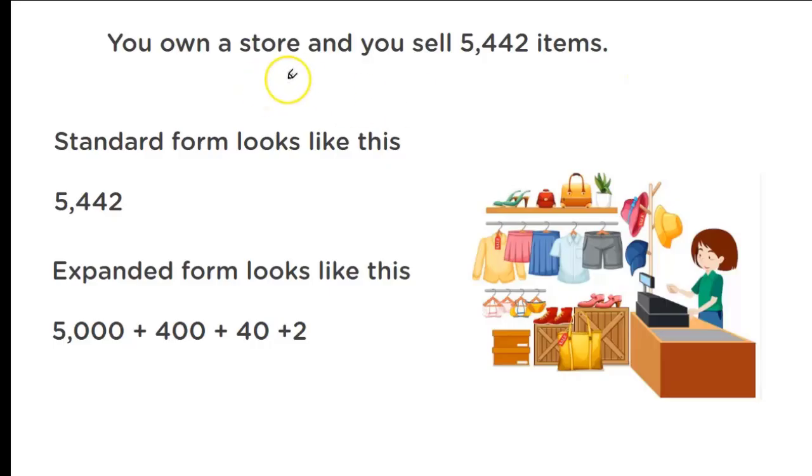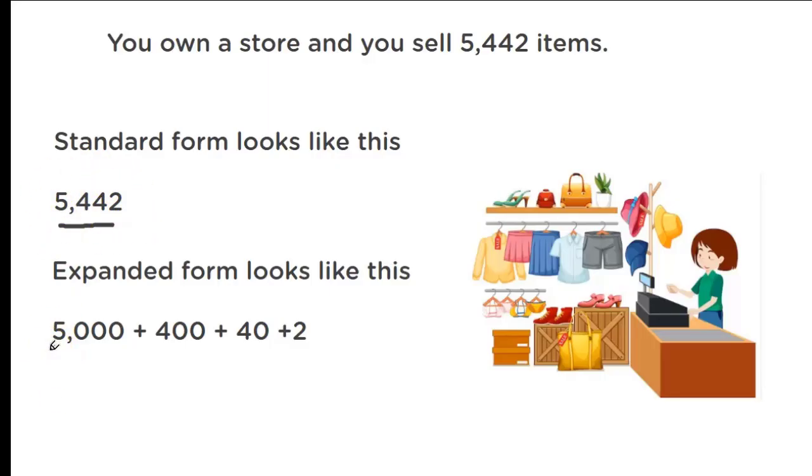I'm going to give you an example. Here's a story problem. You own a store and you sell 5,442 items. That's a big number. The standard form looks just like this. You might even say normal form. Normal form, standard form, number form. It looks just like this. When I expand it out, it just gives me a better understanding of the value. I take each number and I look at the place value that it's in, and then I stretch it out.